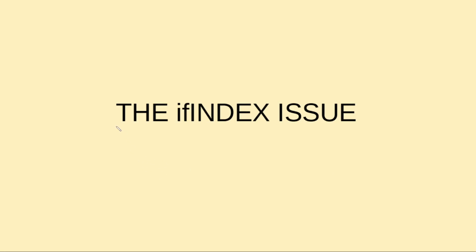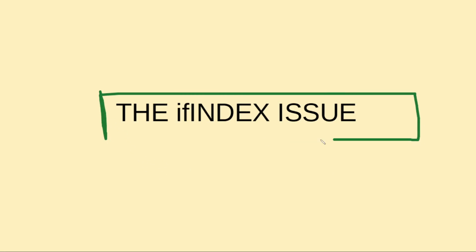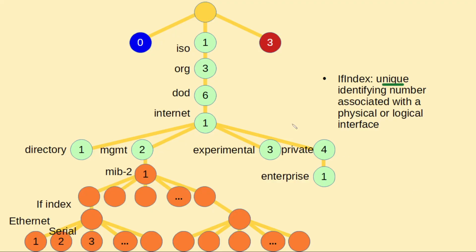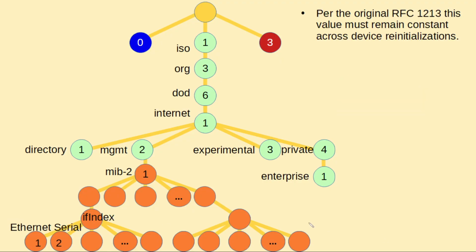Now let's talk about the interface index issue. The interface index is a unique identifying number associated with a physical or logical interface. So for instance, we have all Ethernet interfaces will start with 1 in this device, and all serial interfaces will start with 2, and so on. According to the original RFC 1213, this numbering will remain constant across device reboots.